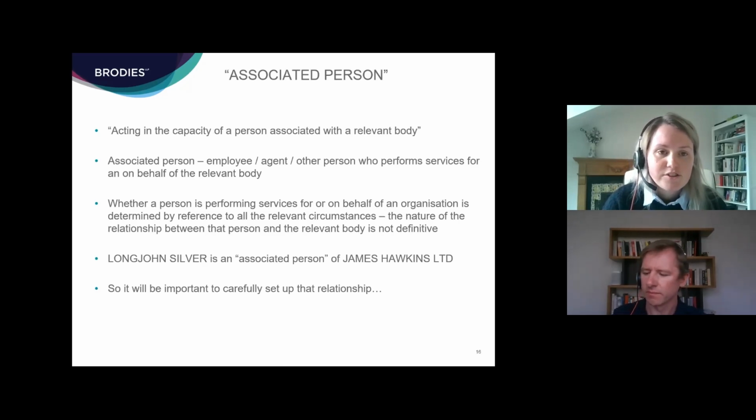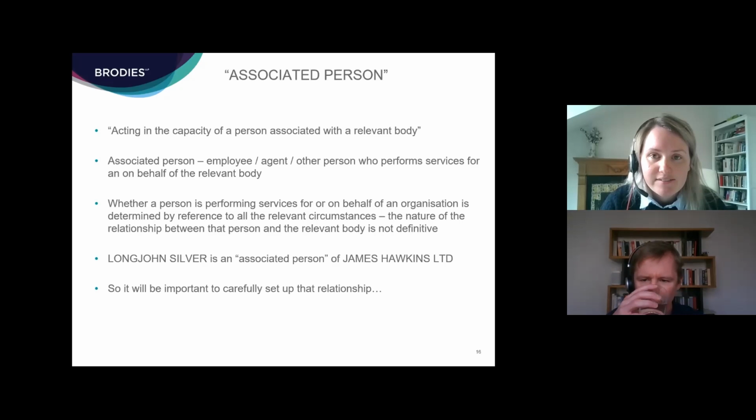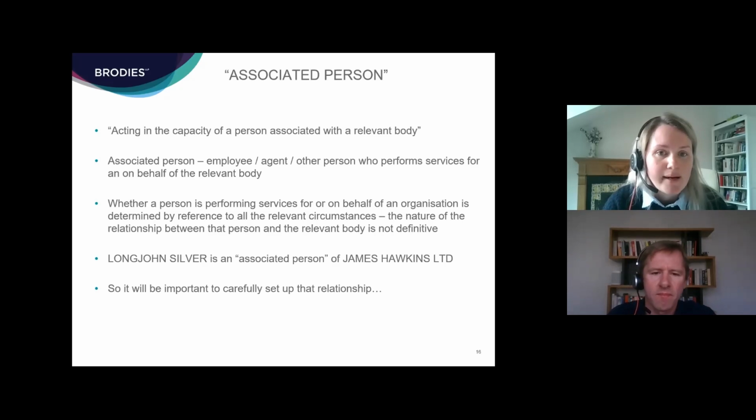Sure. So as we saw earlier, one of the essential elements of an offence under the 2017 Act is that there is a person who acts in the capacity of a person associated with a relevant body who commits the facilitation element. So that stage 2 element that we saw in an earlier slide. Associated person is defined broadly within the Act. It will include, for instance, employees, agents, other persons who perform services for and on behalf of a relevant body. So that could include, for instance, professional advisors, commercial intermediaries, commercial agents.